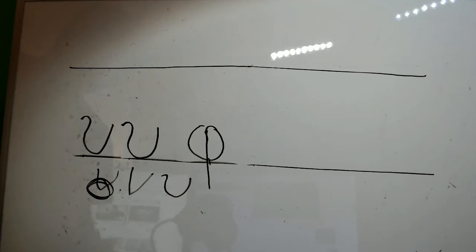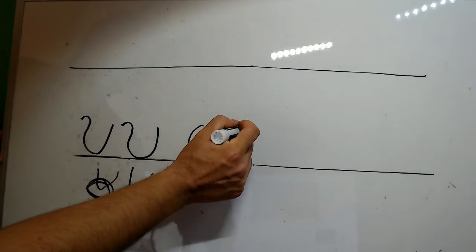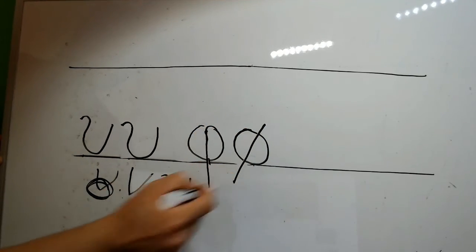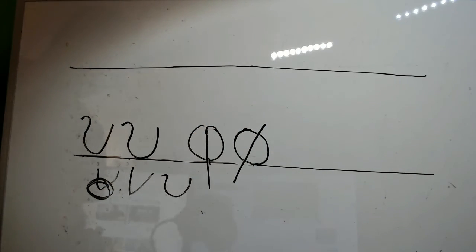Another way that you can do this, and it's printed this way too, it's just a circle with a slash through it. That's another way that you can write the letter phi.